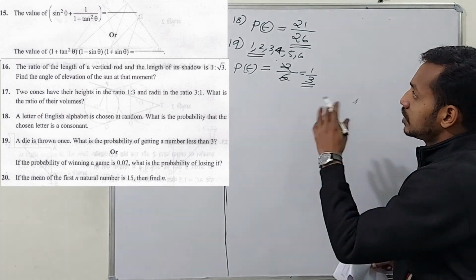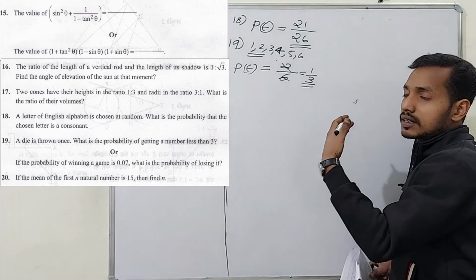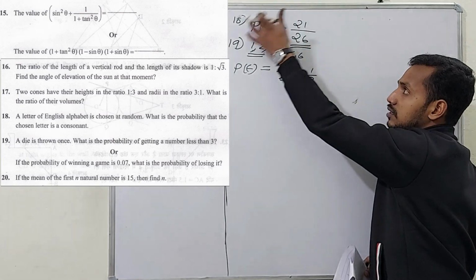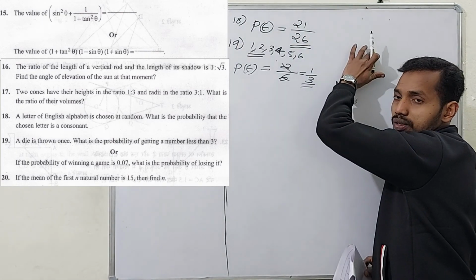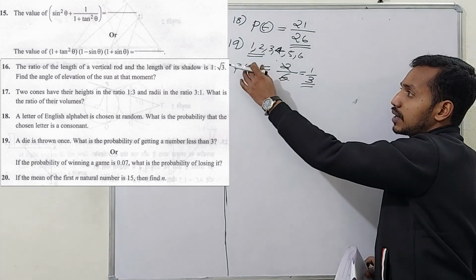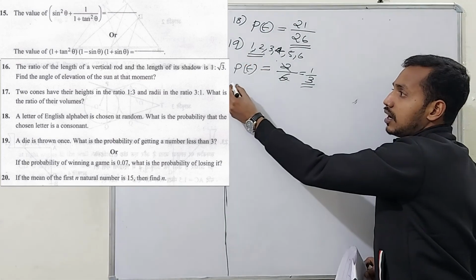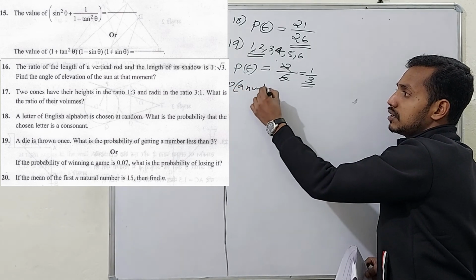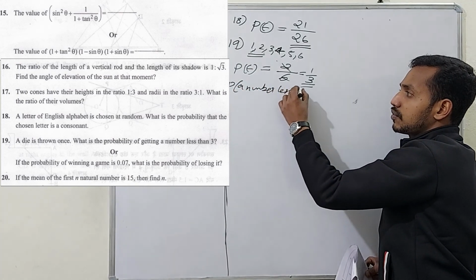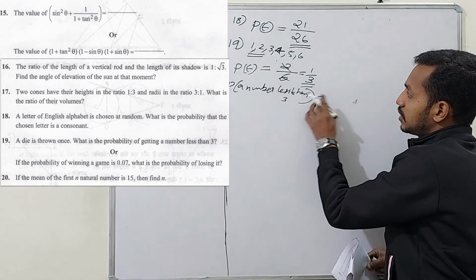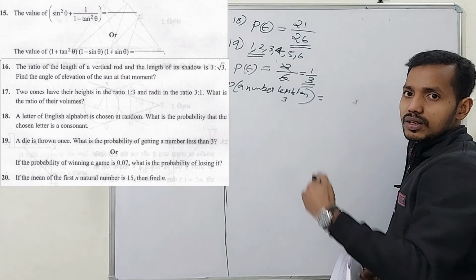So here we need to understand, when we attend the question, we first need to write the number of favorable outcomes equal to dash. Then the number of all possible outcomes equal to dash. Then write the probability of the event in brackets, like probability of getting a number less than 3. Like that you have to mention. Then write the formula and just put the values. This is the way you are going to answer.